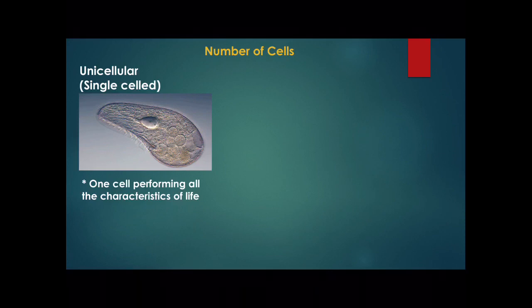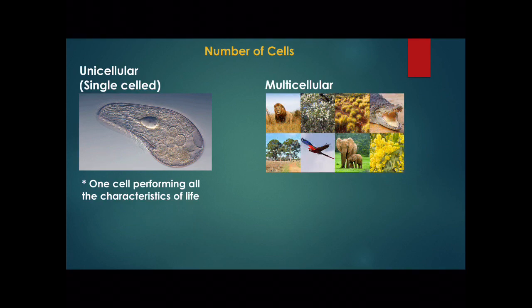So if we have our unicellular, I'm guessing you can guess what the next one is. That's multicellular. Many different cells together. These are our plants, our fungi, our animals. A collection of cells performing the characteristics of life.